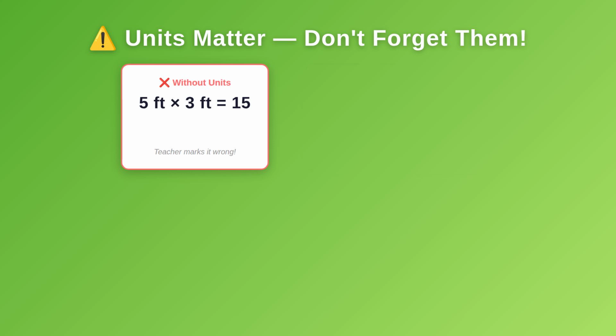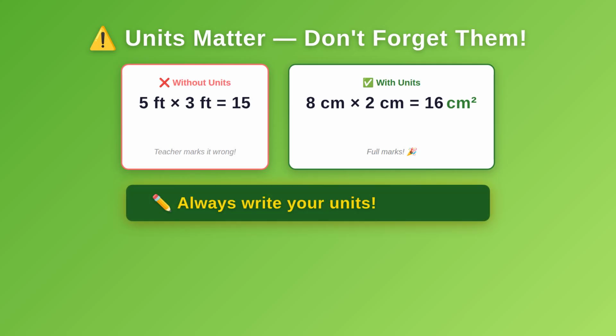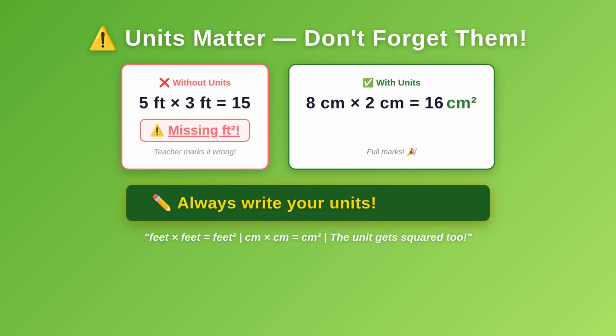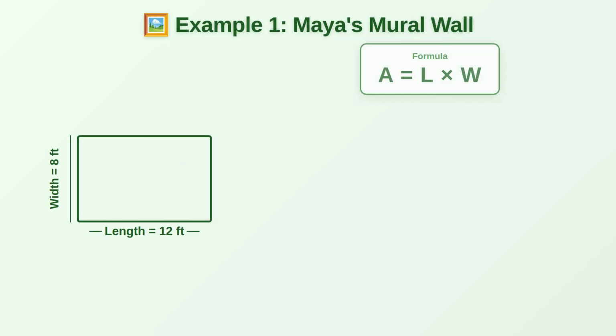Here's something that trips up a lot of students: forgetting the units. If you measure in feet, your area is in square feet. If you measure in centimeters, your area is in square centimeters. Always write the unit squared after your answer. Think of it this way. When you multiply feet times feet, you get feet squared. Maya almost forgot to write square feet on her answer. Her teacher would have marked it wrong. Units are like the finishing touch on your work. Don't skip them.